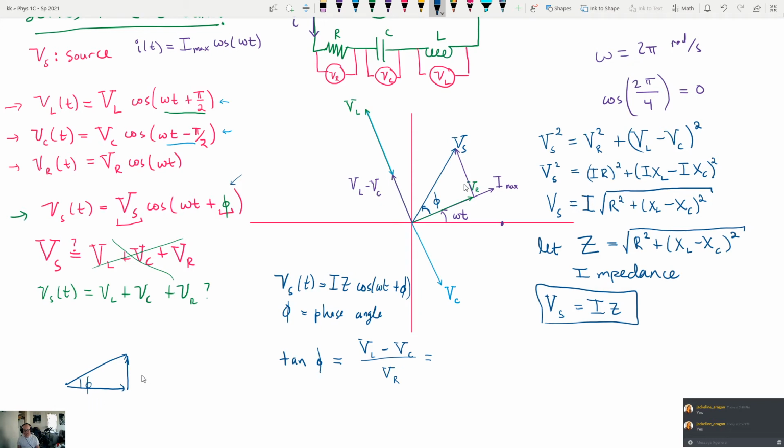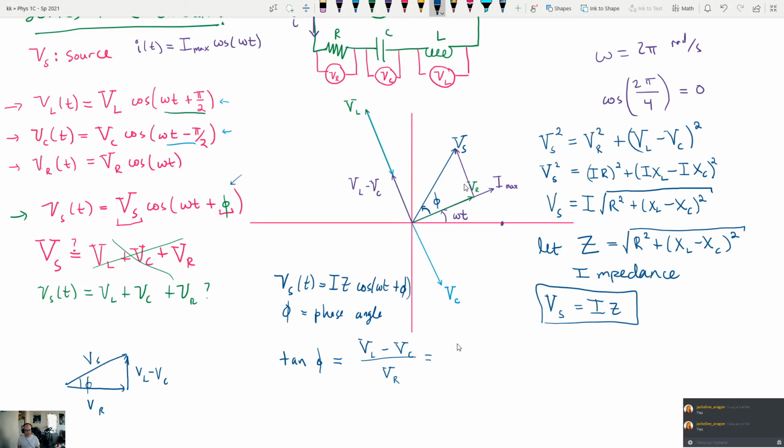Angle is phi. This side is VL minus VC. This side is VR. And this side is VS. This is all you need to know to remember all of this stuff. It all comes from this triangle, in case you're ever getting lost or in case you ever want to use some other method to solve something, which may be useful to some of the homework problems you do.